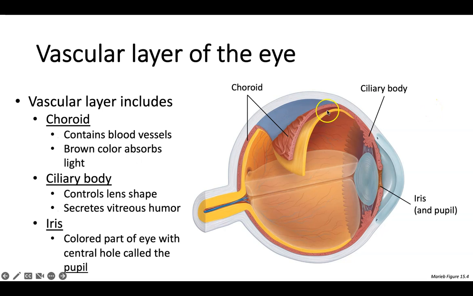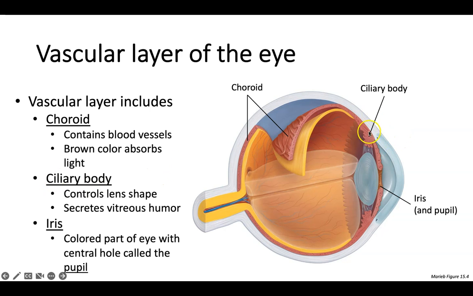The most intermediate layer is the vascular layer of the eye. This is layer number 2, and it includes 3 major structures. First, the choroid. This is a layer that contains many blood vessels, but additionally, it has a dark brown color that serves to absorb light. And this is important because we want to prevent light from bouncing around in the eye. We want it to hit a point on the retina and stay there. That's going to make sure that our light is focused and we can see objects clearly.